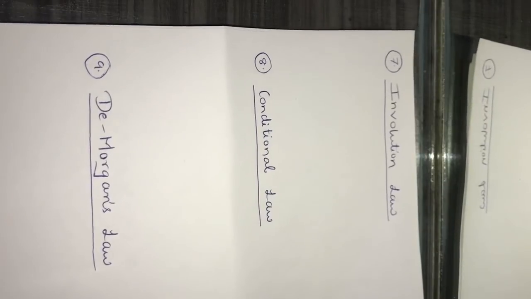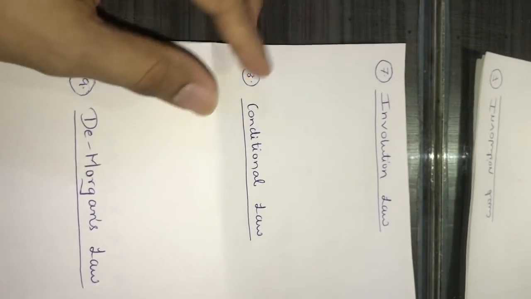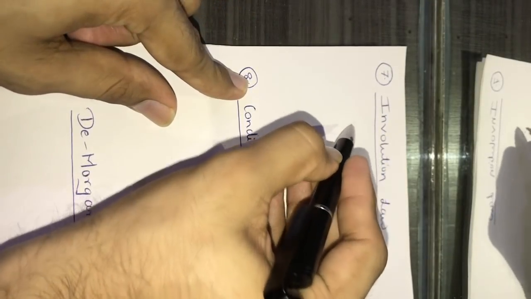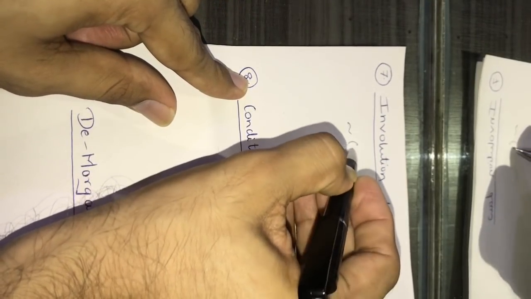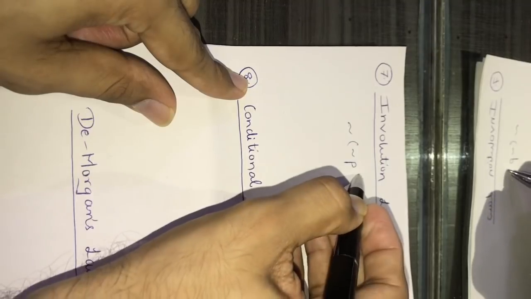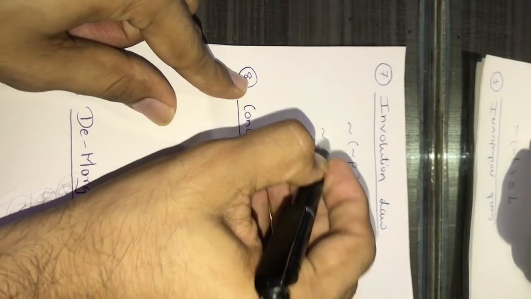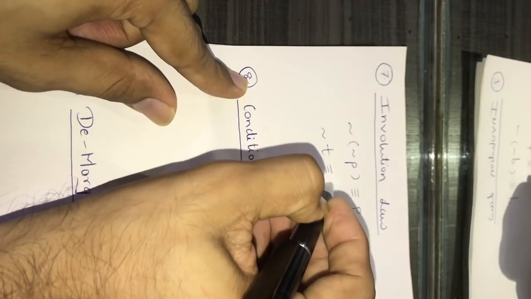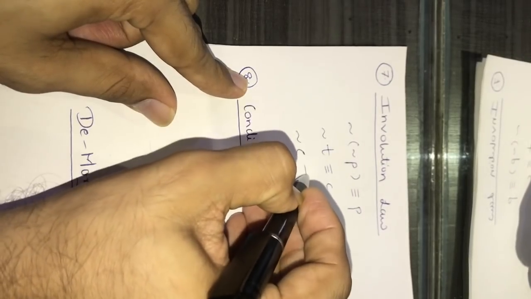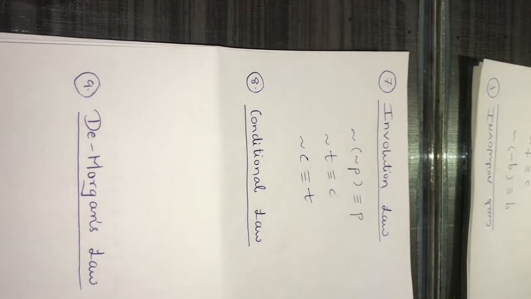The next law is the involution law. Very simple. Involution law is nothing much. It is negation of negation P is going to give you P. Negation of tautology is equivalent to contradiction, negation of contradiction is equivalent to tautology. It's very simple, straightforward. Involution law.